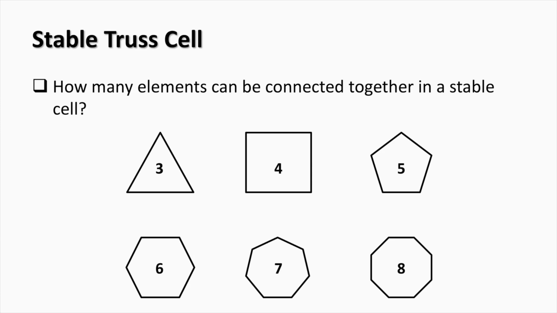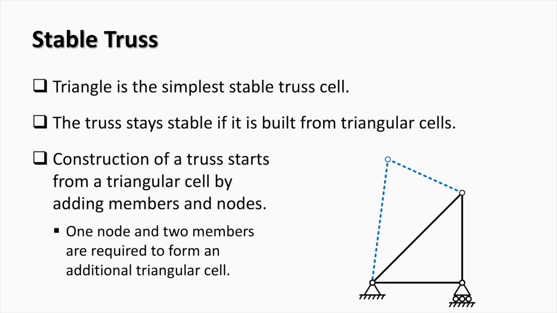For a truss to be stable, every truss cell should be stable. Out of the cells shown in this slide, only the triangular cell is stable. Other cells can change their shape. As we saw, the triangle is the simplest stable truss cell. Therefore, the truss stays stable if it is built only from triangular cells. Construction of a stable truss starts from a triangular cell by adding members and nodes. To create a new stable cell in a truss, 1 node and 2 members are required.